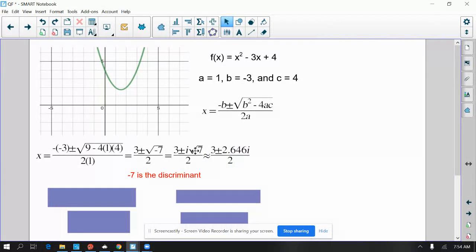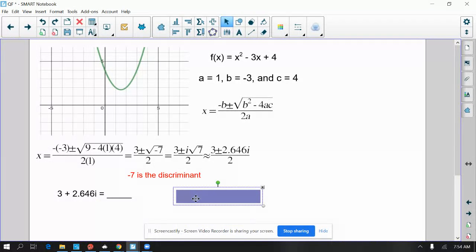And rad 7 is about 2.646. So since it's i times rad 7, I can write it as 2.646 times i. And now I need to find my two answers. Well, that's a problem because I can't take 3 plus 2.646i. They're not like terms. This is an imaginary number. This is a real number. So I'm stuck. I can't really continue. So my best answer is this answer right here.